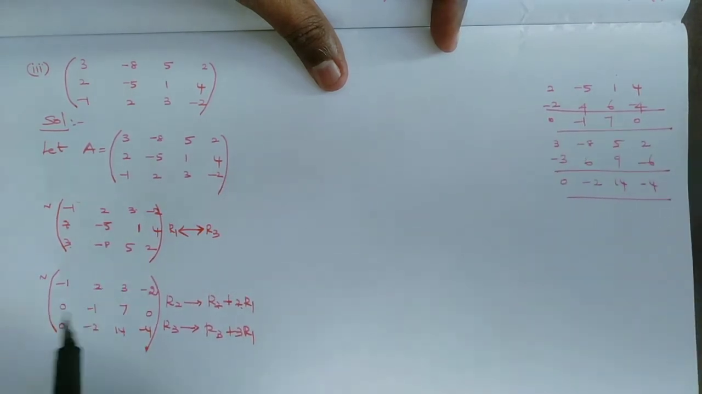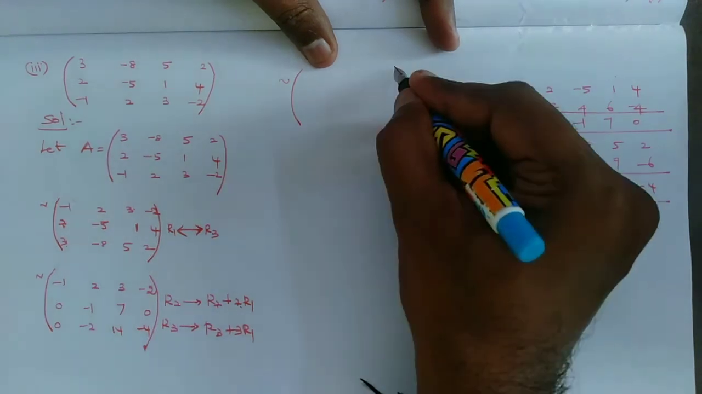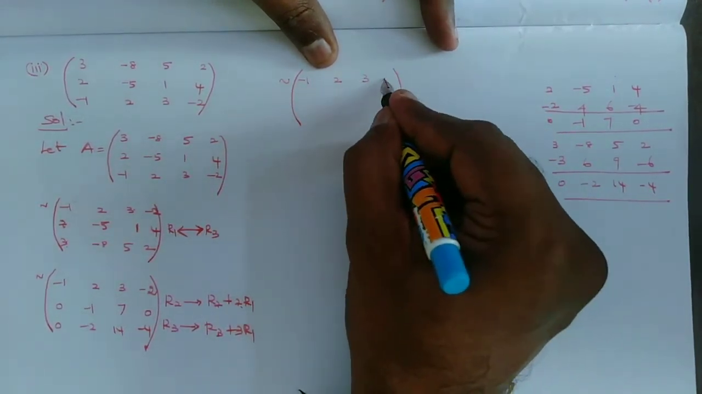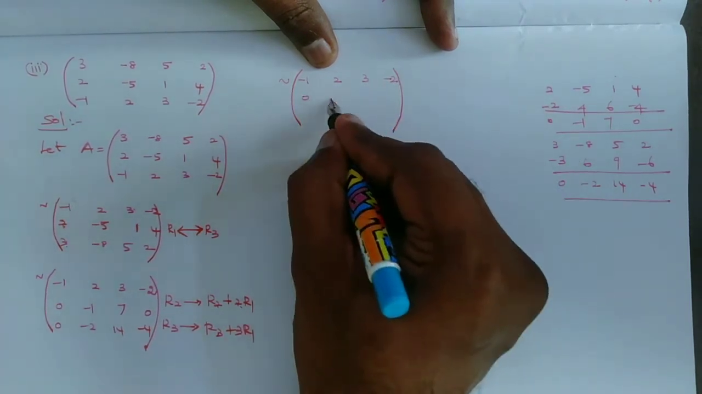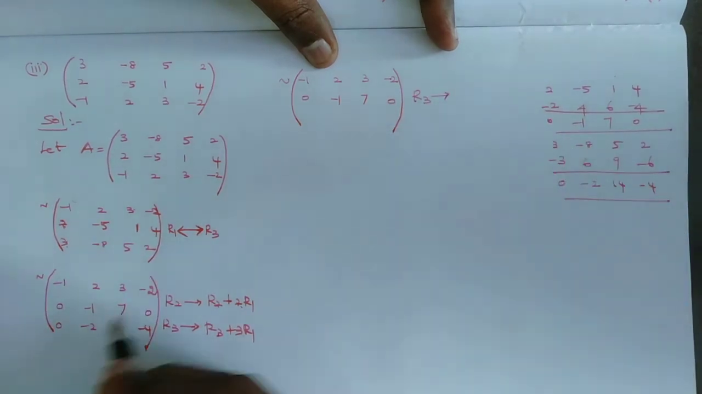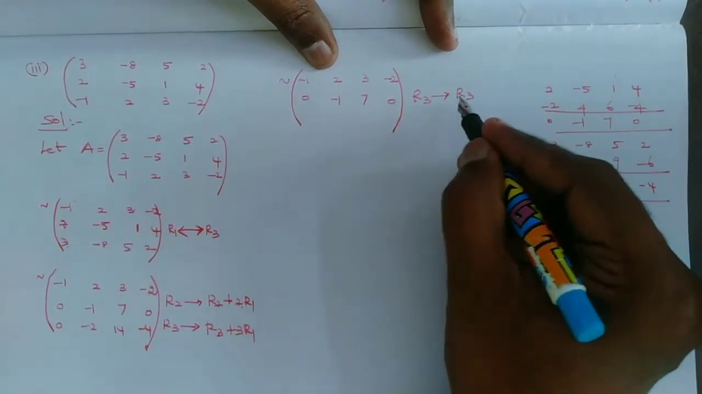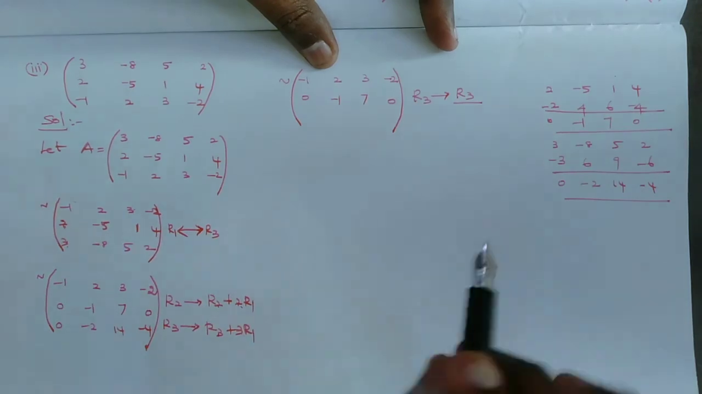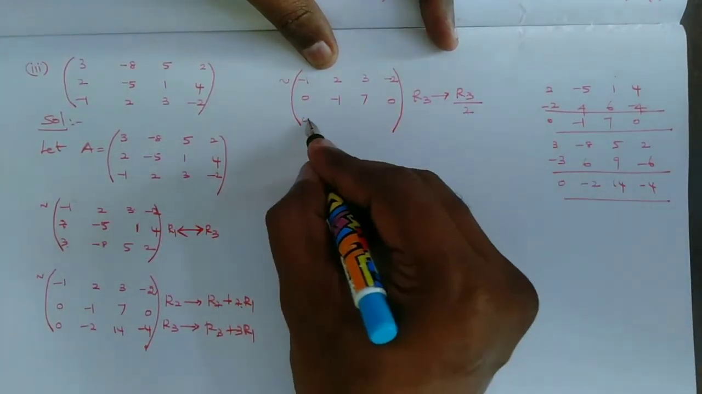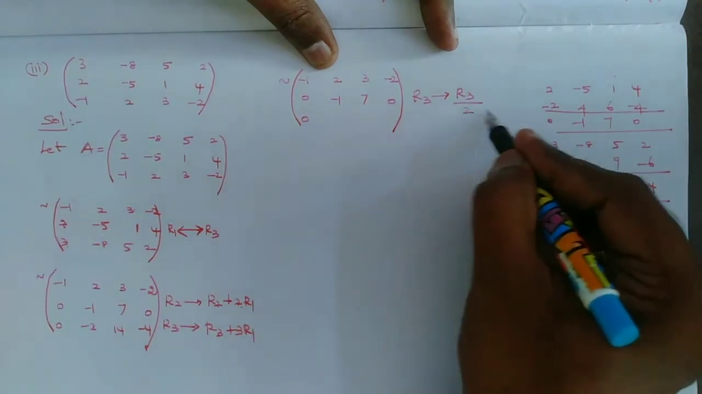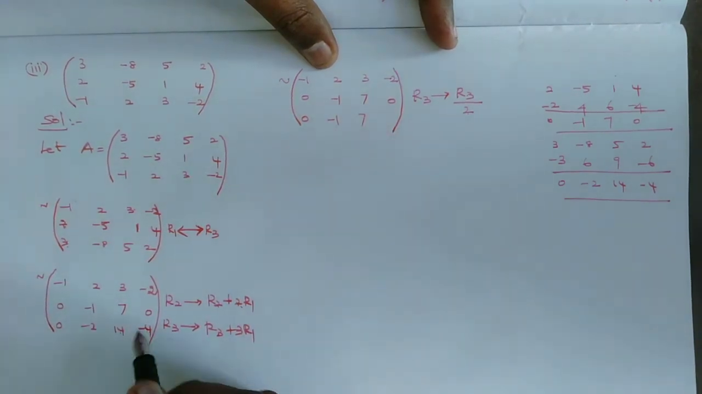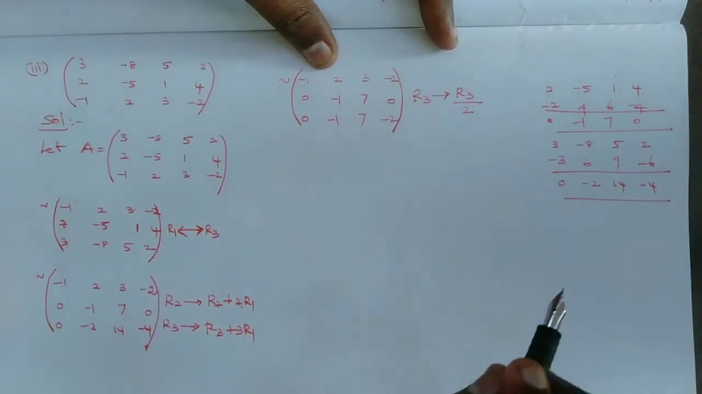There is no change in R1 and R2, so write R1 and R2 as it is: minus 1 2 3 minus 2, 0 minus 1 7 0. R3 tends to R3 divided by 2. 0 by 2 is 0, minus 2 by 2 is minus 1, 14 by 2 is 7, minus 4 by 2 is minus 2.